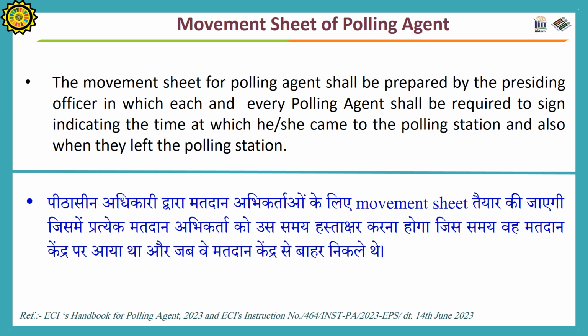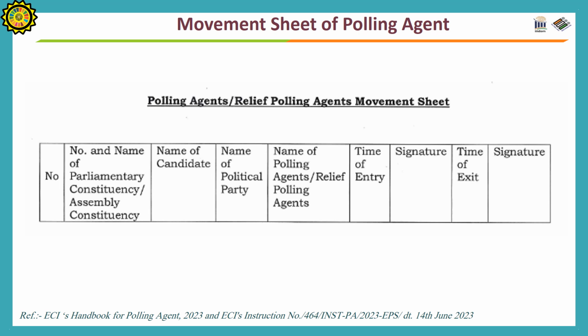Movement sheet of polling agent. The movement sheet for polling agents shall be prepared by the presiding officer, in which each and every polling agent shall be required to sign, indicating the time at which he or she came to the polling station and also when they left the polling station. The format is shown on the screen.